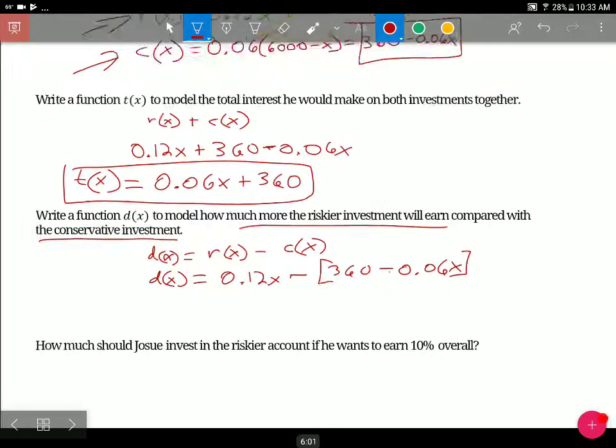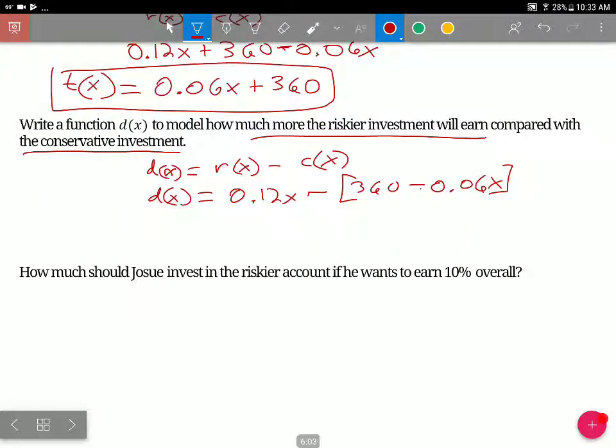All right, what do you got to do to those two? Distribute the negative. Okay, so we'll distribute the negative. That's a good move. So you end up with negative 360 plus 0.06x. Good. We got a negative 360 and a positive 0.06x. All right, so combine your terms.